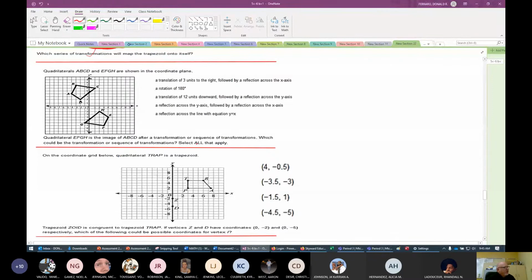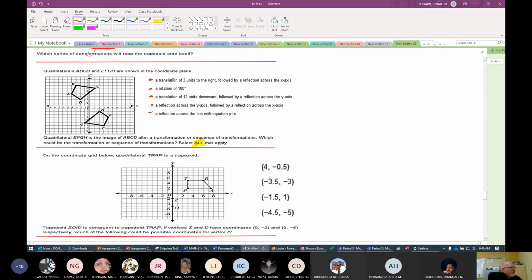Select all that apply. So we're looking for multiple answers here. So again, what we're going to have to do is run through each of the different scenarios. So let's look at the first one.